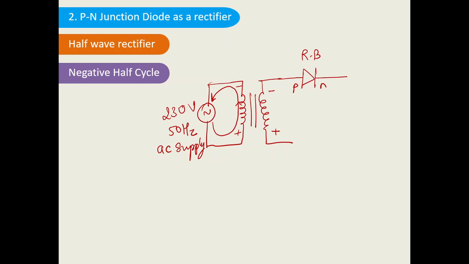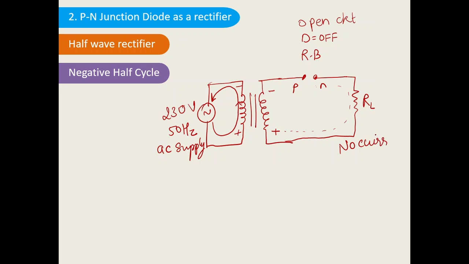So in the case of reverse bias condition, the diode is off. If the diode is off, I can replace the diode by an open circuit. So I can remove this diode and replace it with an open circuit like this. After that there is a load resistance, this is the load resistance R. Now the current will flow from positive, but this is an open circuit, so no current flows here.